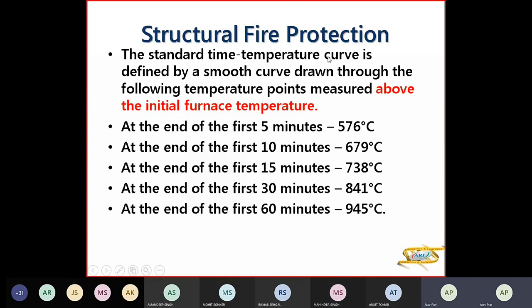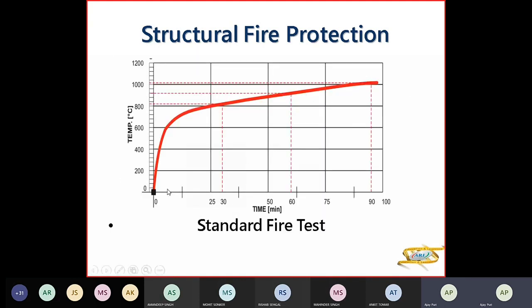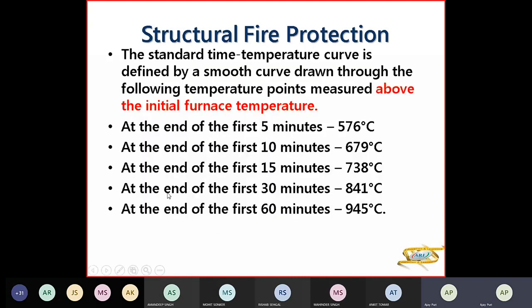So a standard time temperature curve is defined by a smooth curve drawn through the following temperature points above your initial furnace temperature. So when you're heating in the furnace, you will have an initial furnace temperature maybe of 50 degrees. So above that, what temperature is to be reached? At the end of 5 minutes, on your x-axis, you will have a time period of 5 minutes. On the y-axis, your temperature is 576 plus 50 degrees.